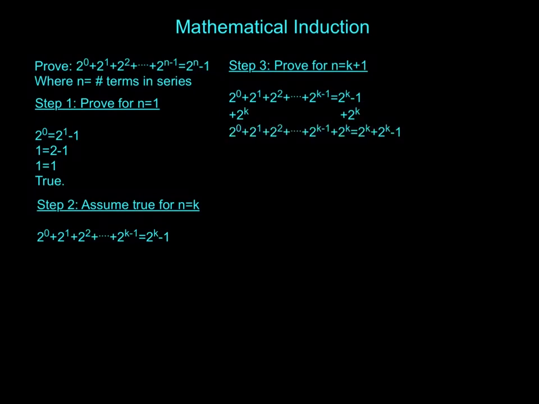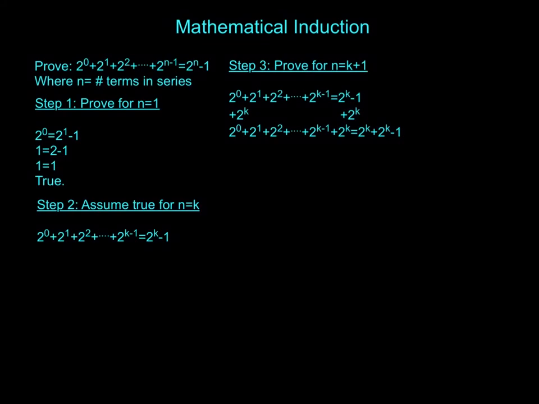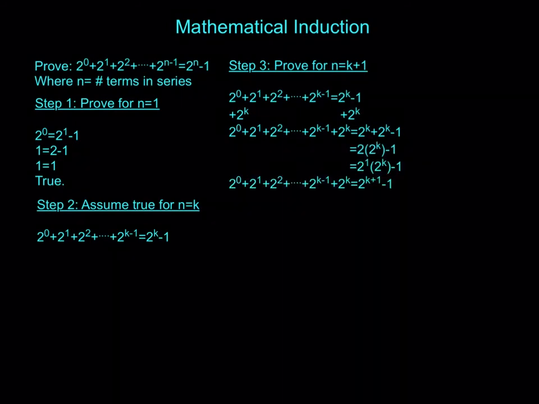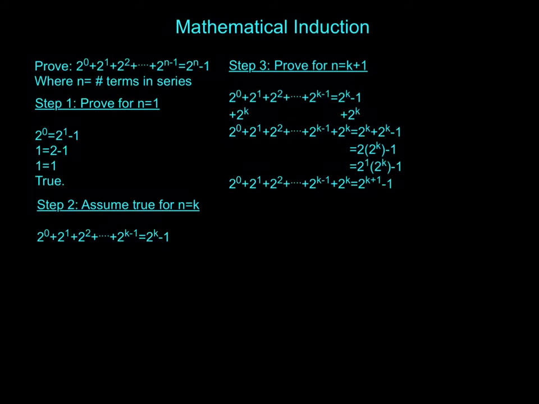So you can see that that will give you 2 to the 0 plus 2 to the first plus 2 to the second, all the way through 2 to the k minus 1 plus 2 to the k. And then that's going to be equal to 2 to the k plus 2 to the k minus 1. And then you can use your exponent rules to rewrite that as 2 times 2 to the k, because there's 2 of them.